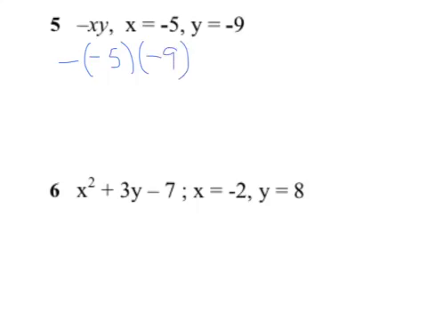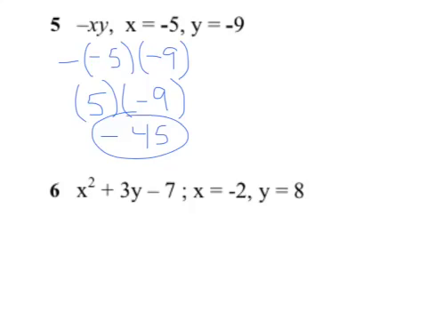And we will now evaluate that. So negative here times negative 5 is going to give me positive 5, times negative 9, and that will give me negative 45.